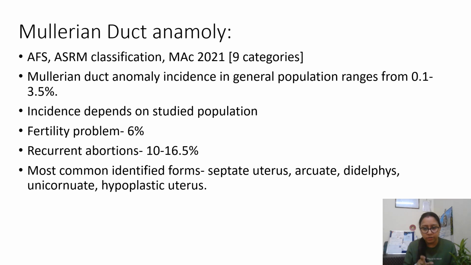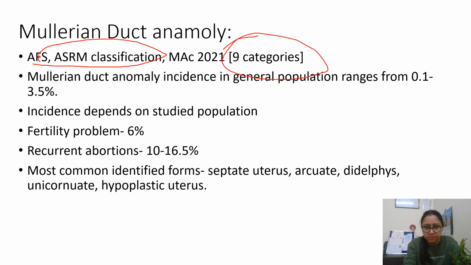Now coming to the important point, the rarity which we had in our case: this bilateral xanthogranulomatous salpingo-oophoritis was found in our patient, 37 years old, with Mullerian duct anomaly. I am not going into the detailed classification of Mullerian duct anomaly. The ASRM, the American Society of Reproductive Medicine, has a classification which divides the Mullerian duct anomalies into 9 categories. The incidence of Mullerian duct anomaly in the general population is 0.1 to 3.5%, and usually about 6% of cases have a fertility problem, and 10 to 16.5% will have recurrent abortion.